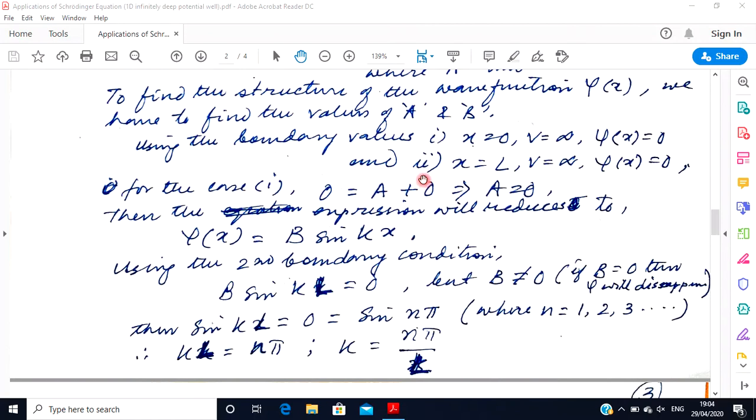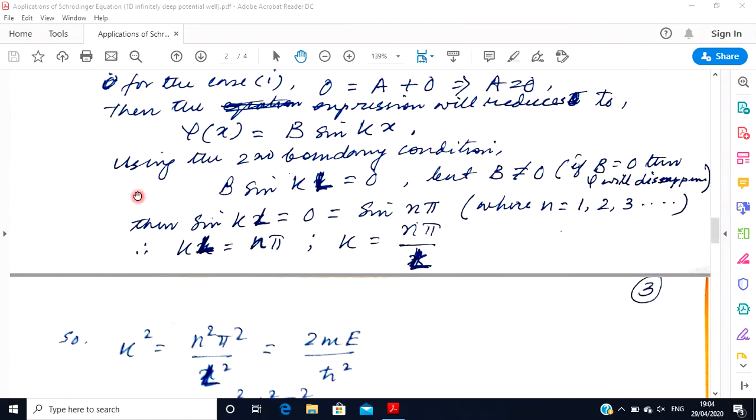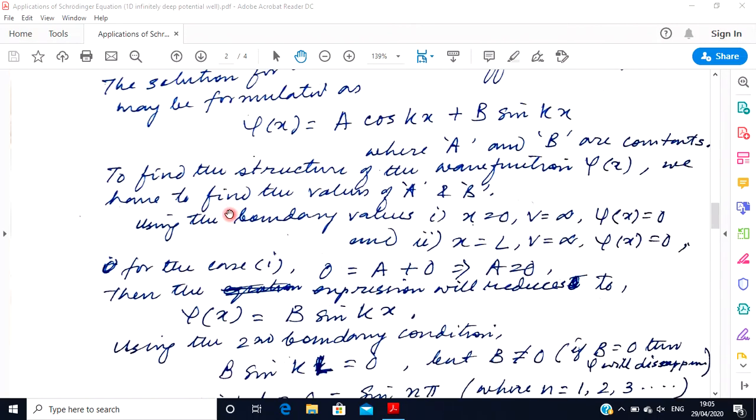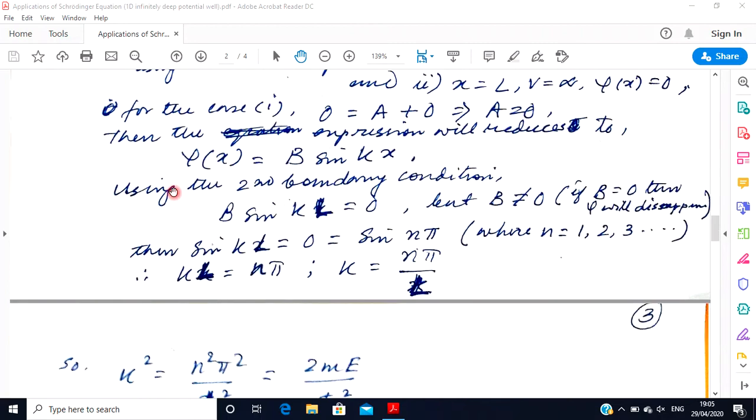Now let us consider the second boundary condition where x equals L, V equals infinity, psi(x) equals 0. If we put x equals L and psi(x) equals 0, this will give us B sin kL equals 0. But B does not equal 0. Why? Because if B equals 0, since we already found A equals 0, there will be no existence of the wave function. But we know that the wave function exists in the region between 0 and L, that is in the region of 0 potential. Therefore, sin kL equals 0.